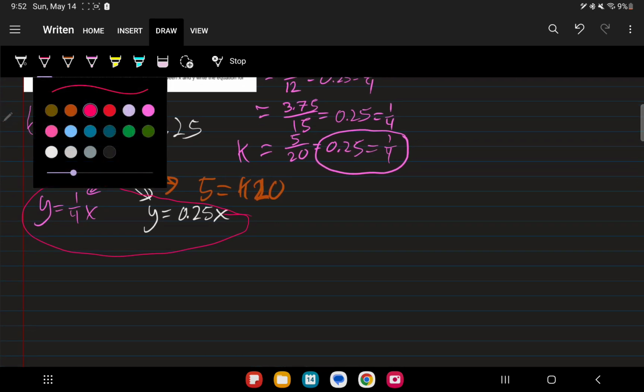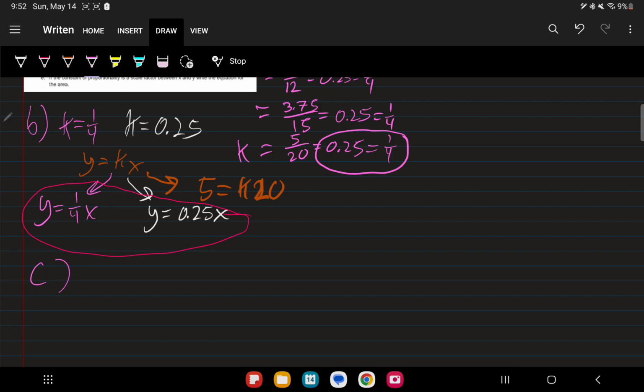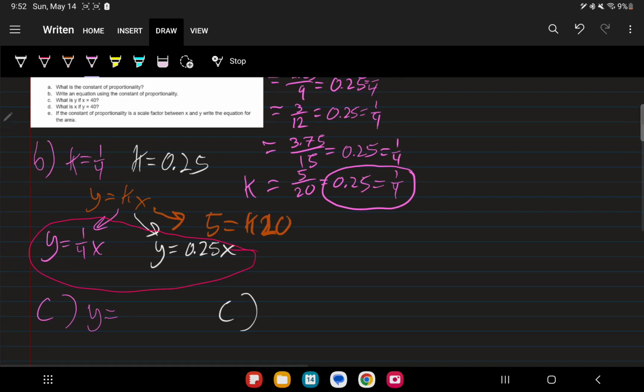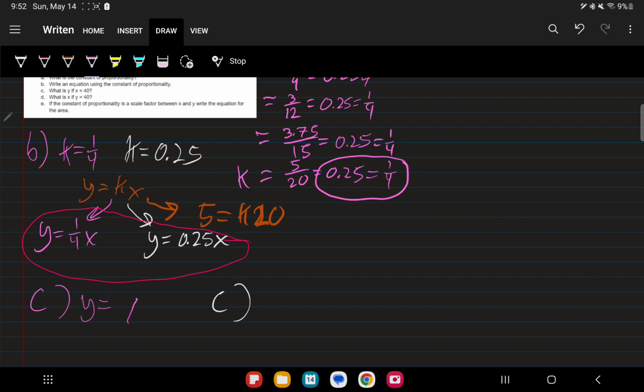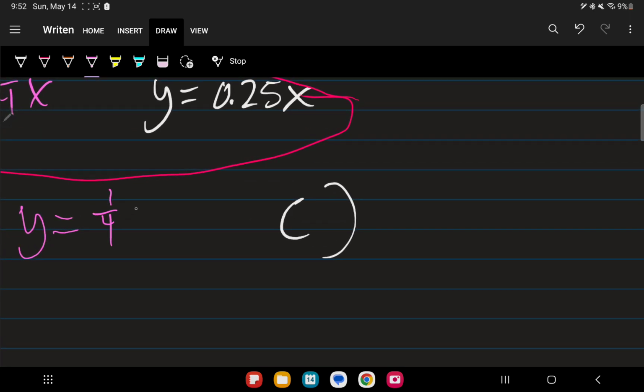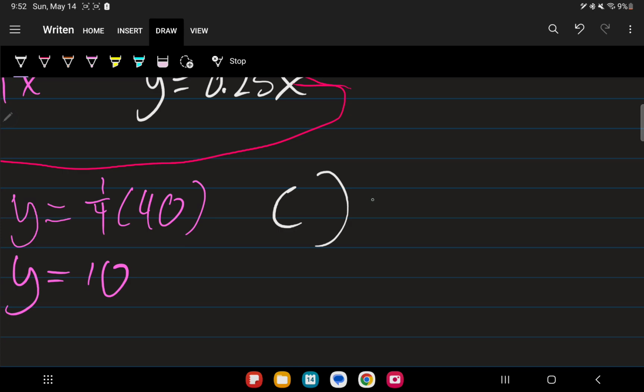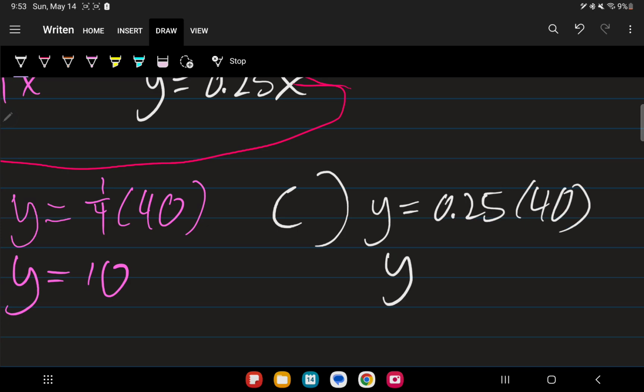Now C. So I'll do C twice. So we know what B is now. We know what X is. X is 40. So we get Y is equal to 1/4 of 40. 1/4 of 40 is 10. So Y is equal to 10. And we can do it on the other side too. Y is equal to 0.25 times 40. Y is equal to 10.